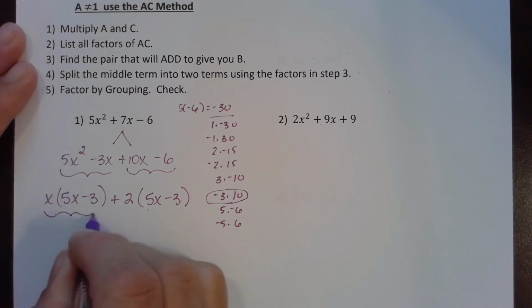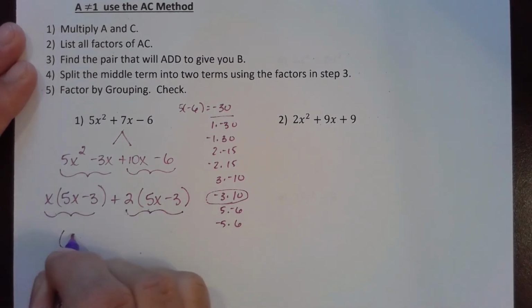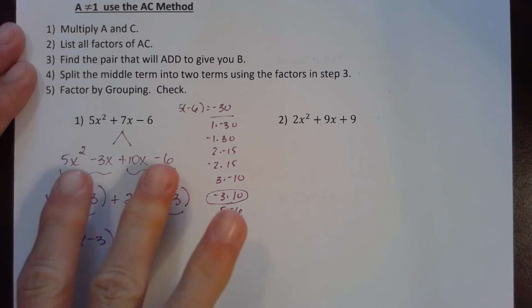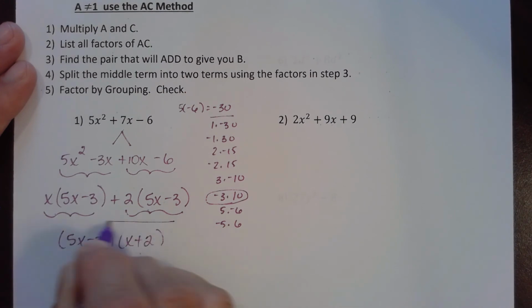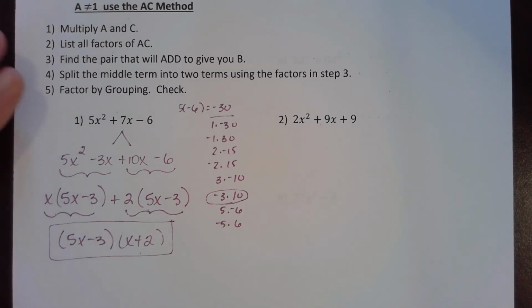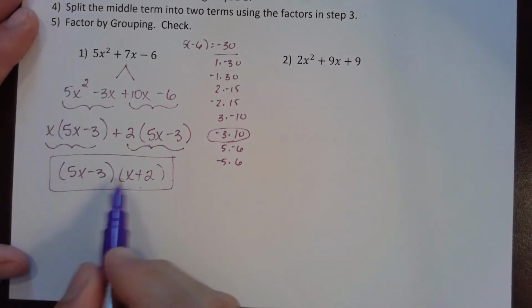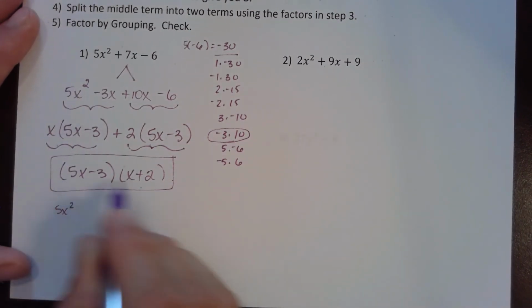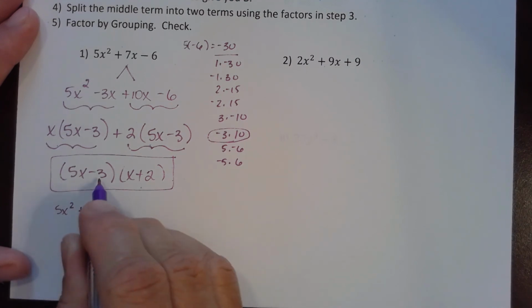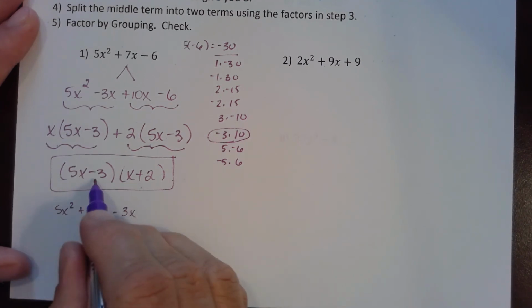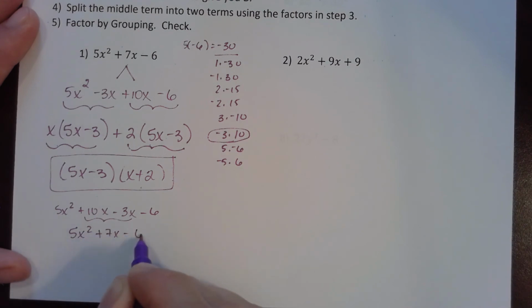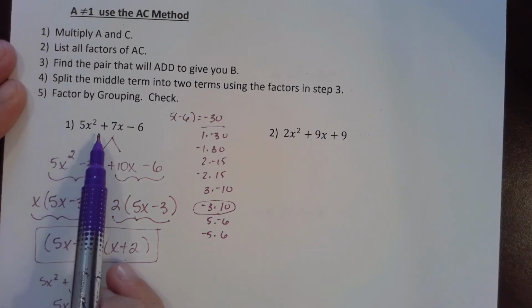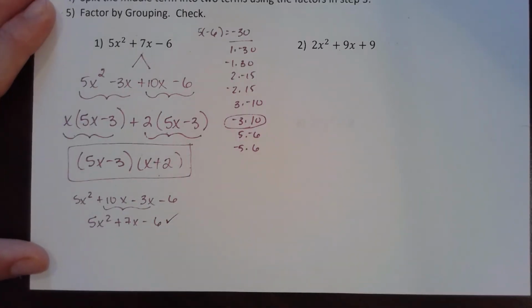So we're still grouping. Our GCF is 5x minus 3, and if we factor that out, we're left with x plus 2. Now let's check this one to see if we did it correctly. 5x times x is 5x squared, 5x times 2 is 10x, -3 times x is -3x, and -3 times 2 is -6. Combine your like terms. 10 minus 3 is a +7. This is what we started with, which means we worked it correctly.